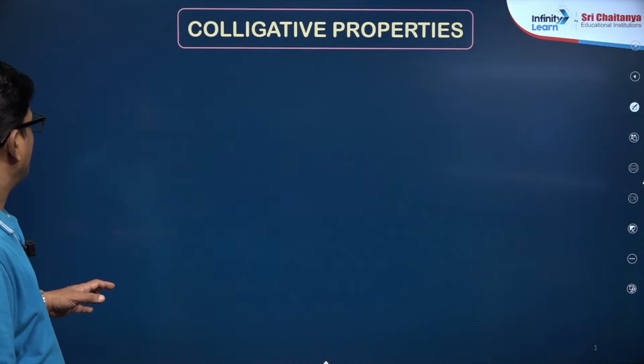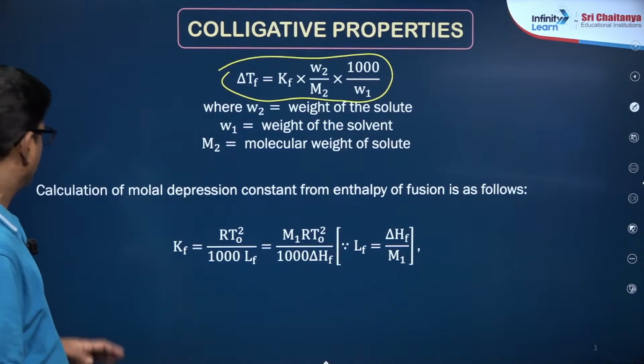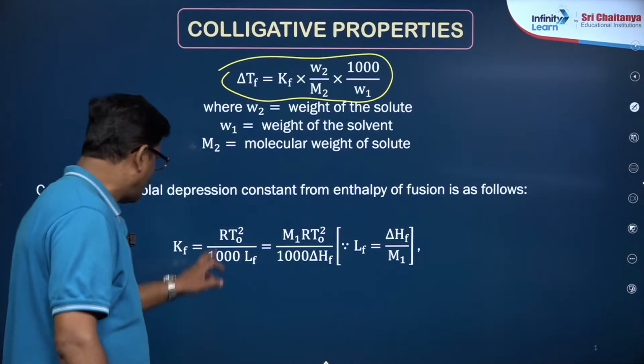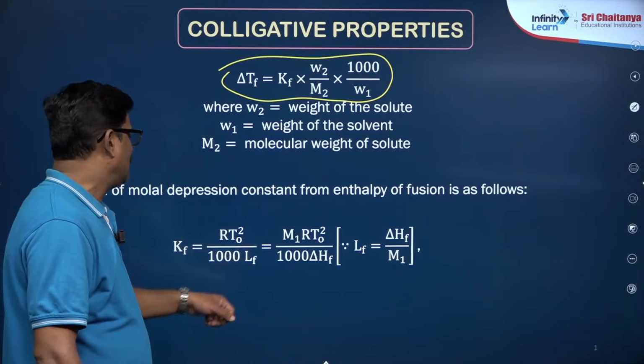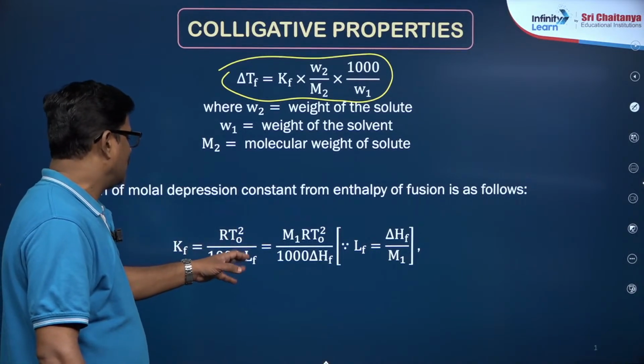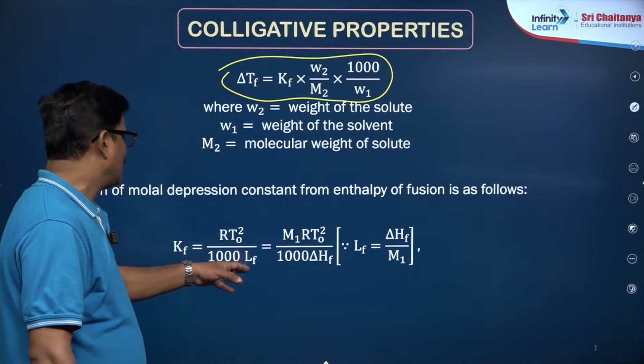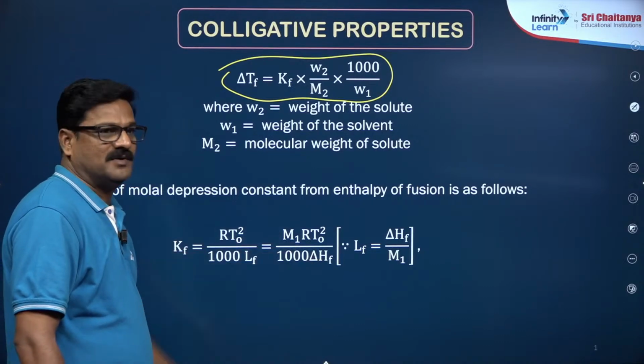osmotic pressure will come back in the next session. So, Kf you can calculate by using R T naught square upon 1000 LF. So latent heat here is of freezing, the enthalpy of freezing.